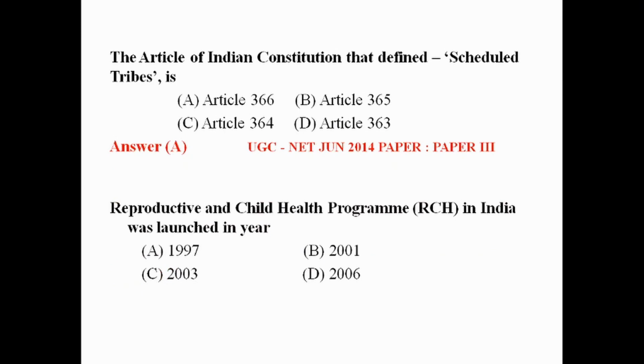Next question. Reproductive and Child Health Program or RCH in India was launched in the year: option A 1997, option B 2001, option C 2003 and option D 2006. The Reproductive and Child Health Program or RCH in India was launched in the year, the answer is option A, that is 1997.